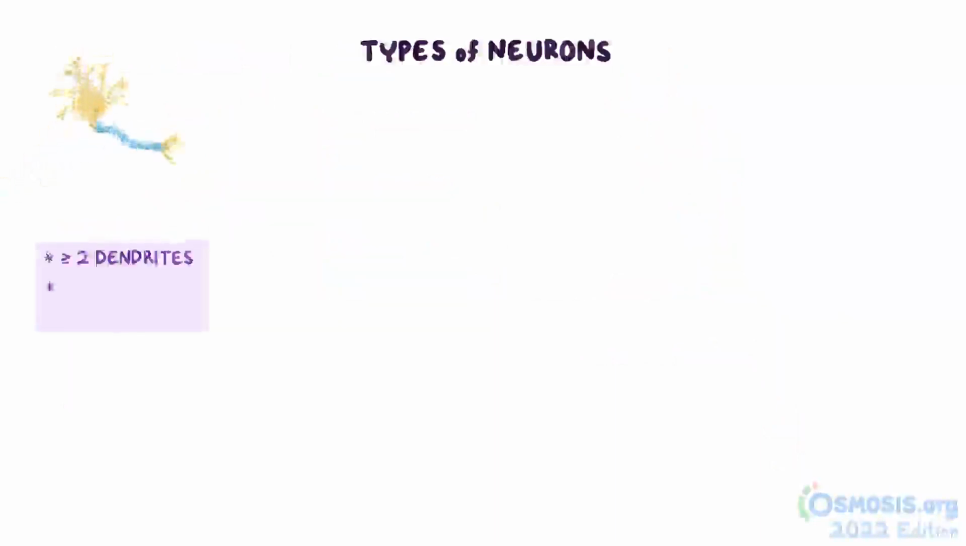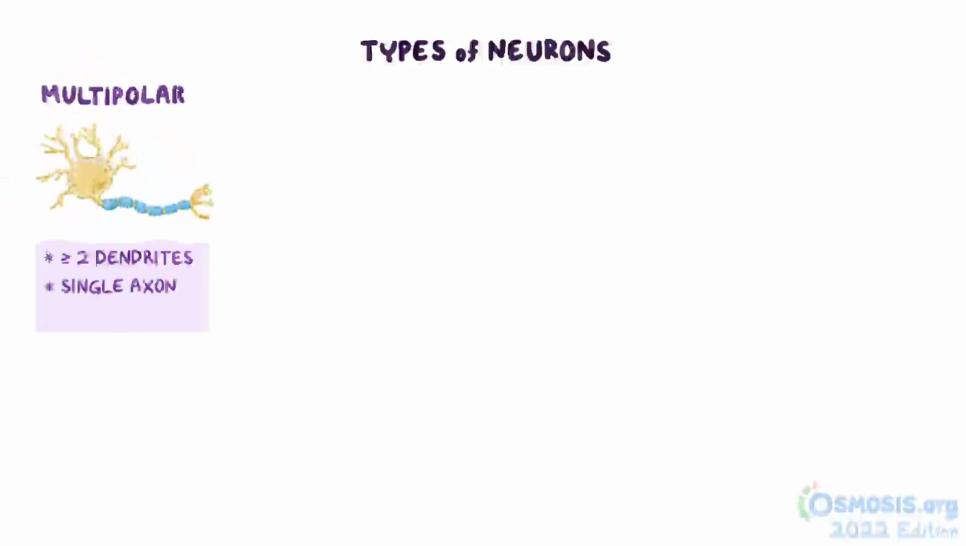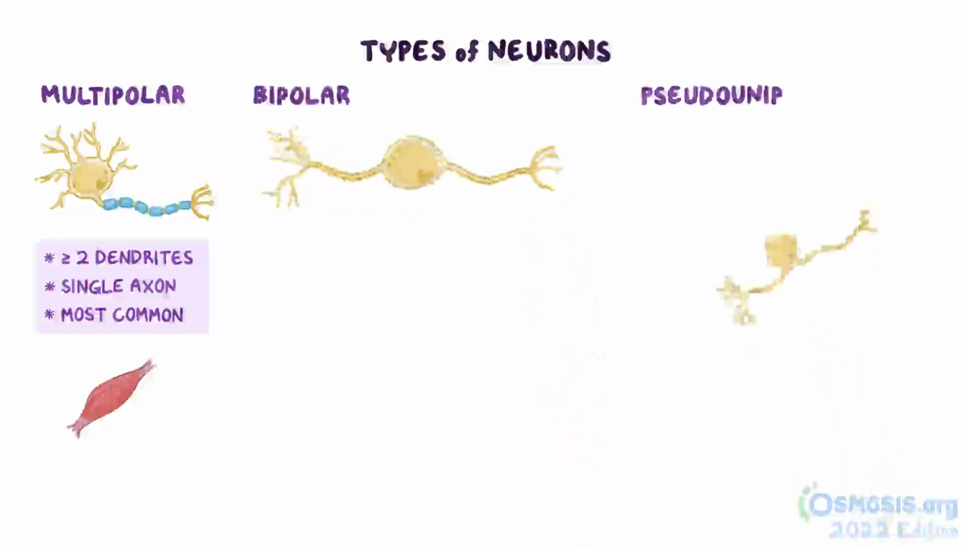Now, there are a few types of neurons that are structurally different from one another. Neurons that have two or more dendrites and a single axon, like the one we just described, are called multipolar neurons. They're the most common type of neurons in the entire nervous system. For example, almost all motor neurons that control voluntary muscles in the body are multipolar neurons. Other types of neurons include bipolar and pseudo-unipolar neurons.